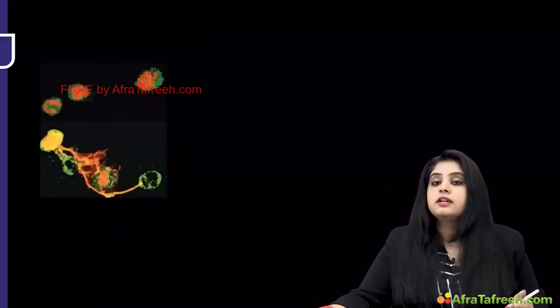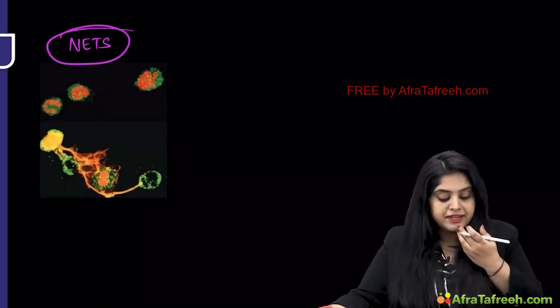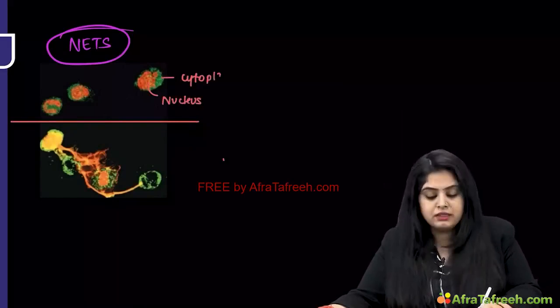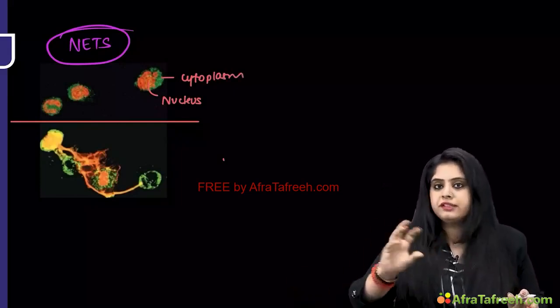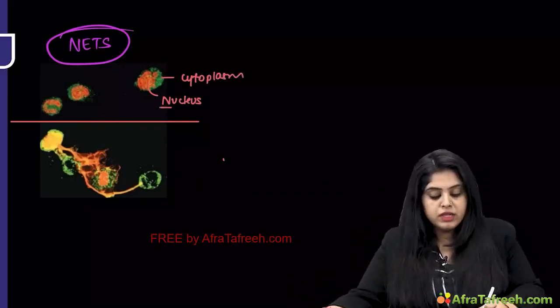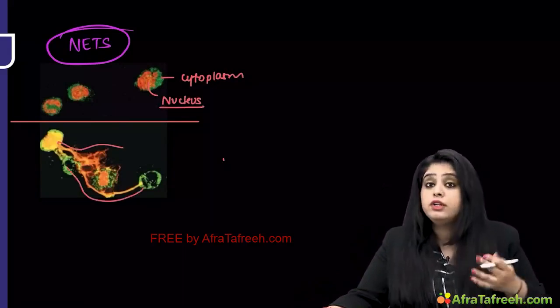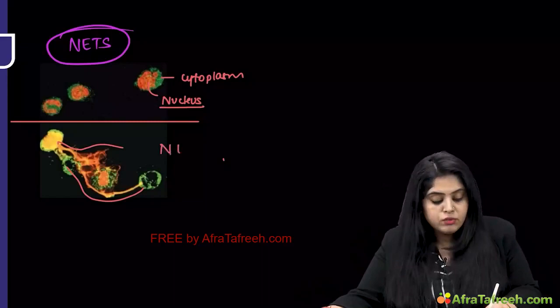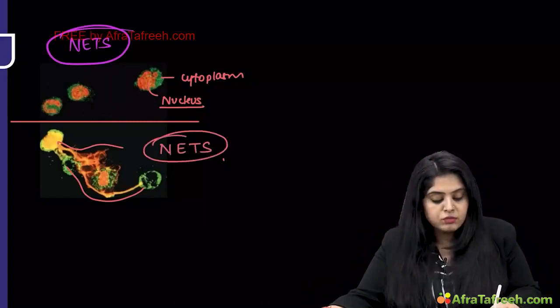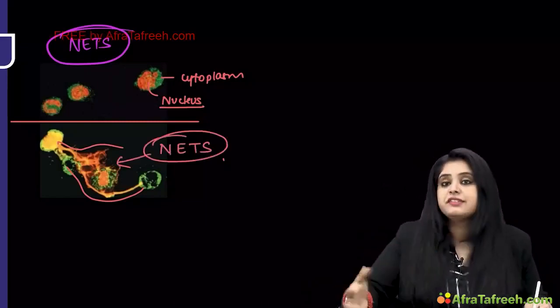Coming back, this is another picture of NETs that could come to you in your paper. Very, very important. Please note that in NETs, you are going to have this kind of a picture first, in which you will be able to see an orange color nucleus and a green color cytoplasm. You don't have to learn the colors. Just try to orient. Kya nucleus hai, cytoplasm hai. Nucleus is what in color? Orange in color. In the next picture, I see all the orange color has gone out. Nucleus has gone out. So what is happening? Neutrophil extracellular traps is what is taking place over here. All the nucleus has gone out.